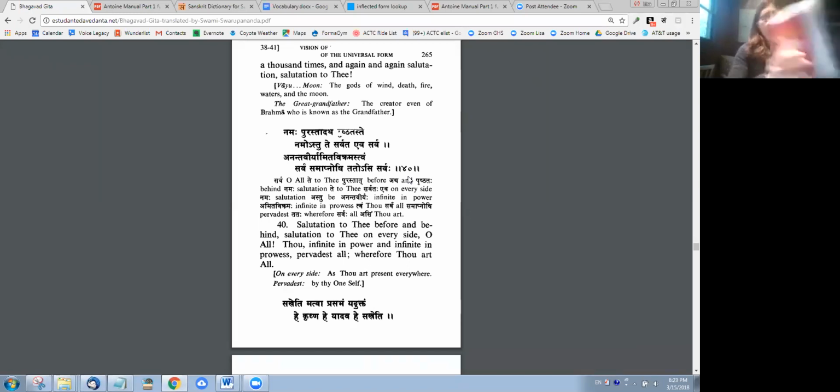This copy of the Bhagavad Gita happens to be a popular one. Swami Swarupananda is the translator that a lot of people use for its good translation. I was going to scan this, but then I found it online, so there's a link. If anybody's interested in a link to this, I can put that in.